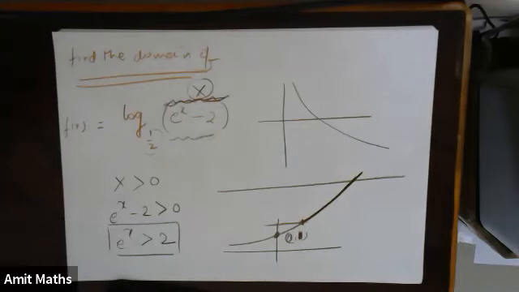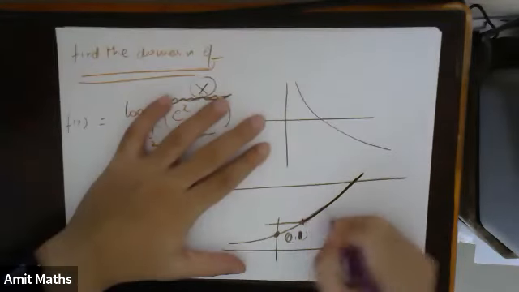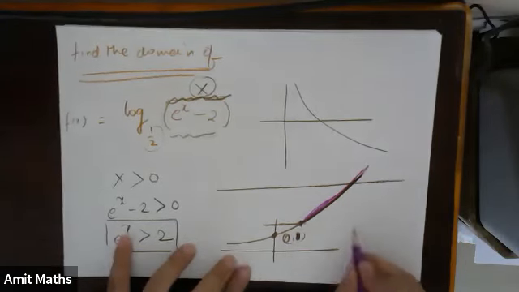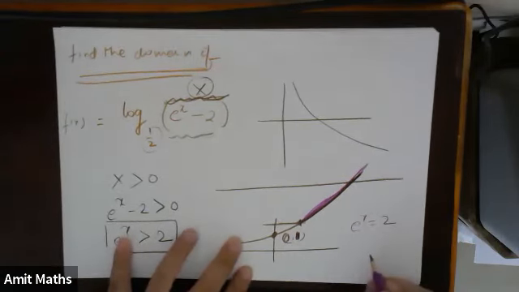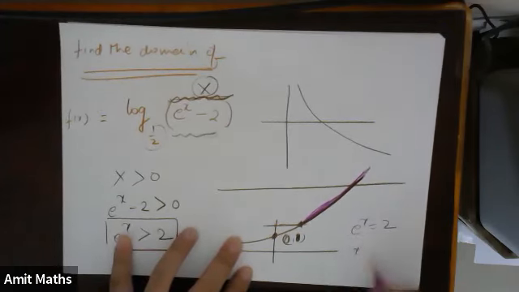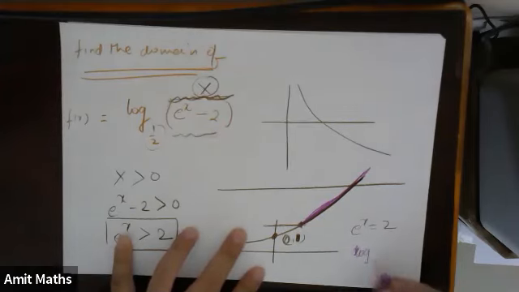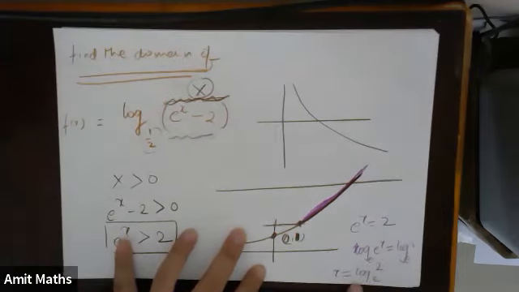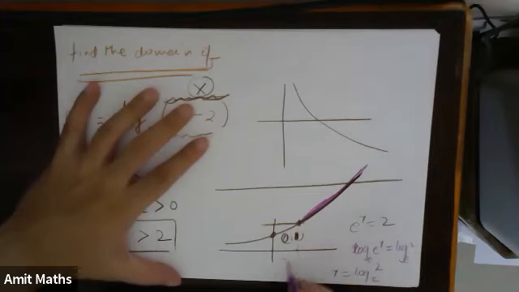Whatever value of x gives e to the power x equal to 2. So e to the power x is equal to 2. I can take log on both sides, so log base e of e to the power x is equal to log base e of 2. So x is equal to log 2 base e.